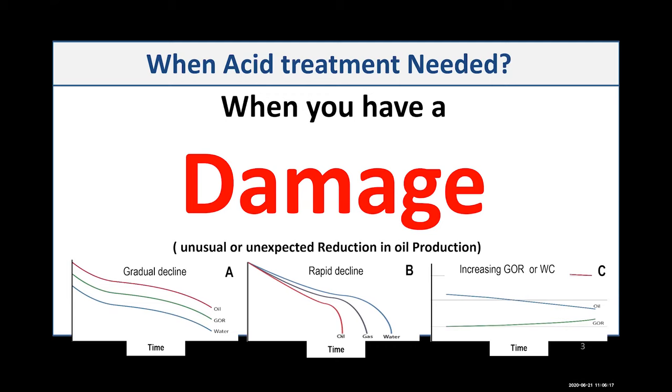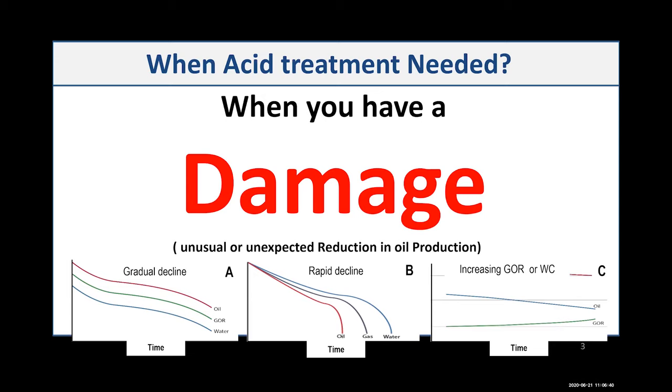And this can be building slowly with time, and the decline that you'll have in the oil and gas production will be slow with time. A second one can be really rapid, can happen suddenly. That happens when you are plugging your formation, plugging your perforation, or actually plugging your tubing. This can happen very quickly and very extensively.